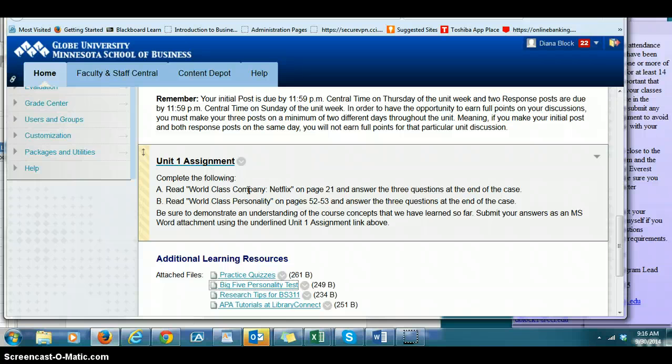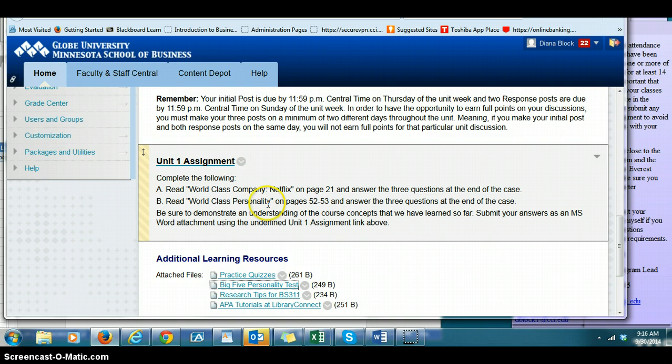These assignments are not meant for you to just give a general overview of the company or a general overview of the problem presented. We want specific information from our textbook, specific terms and concepts that we learned in the reading that week that apply to the situation. So keep that in mind for the assignments.